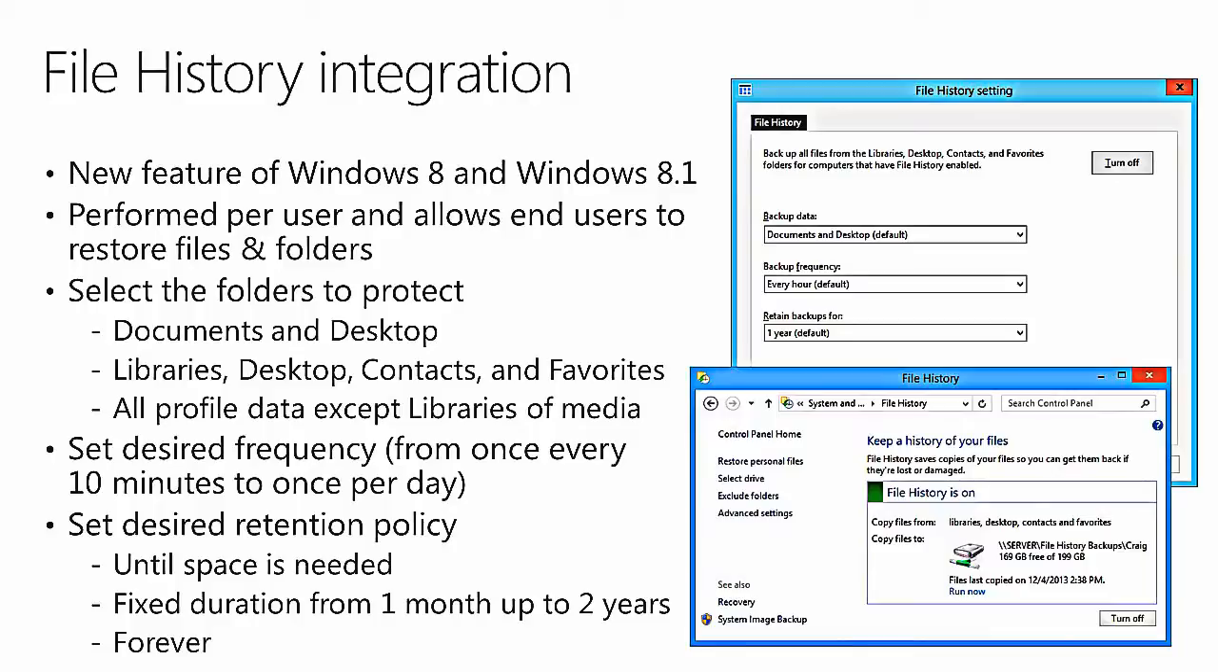So file history, much like the other backup options, allows you to set the desired frequency. So setting a schedule, you can do file history as much as once every 10 minutes to as infrequently as once per day. And you can also set a retention policy. So there's some flexibility in how much disk space you consume with file history information.